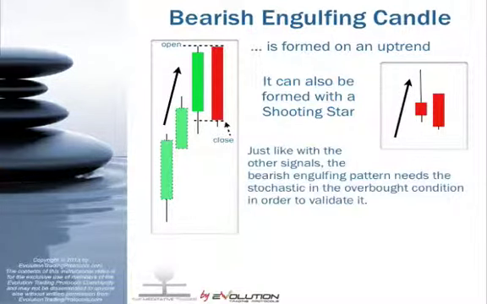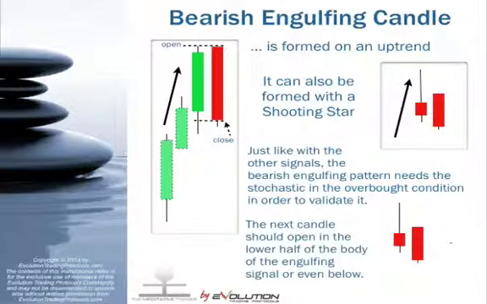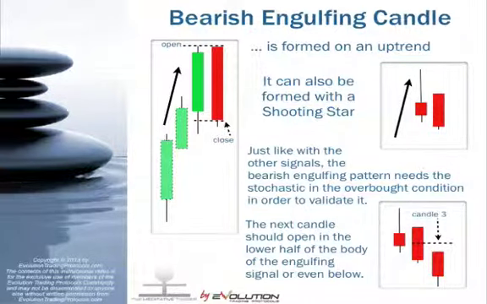As with the rest of the candle signals you have learned so far, the bearish engulfing patterns need the stochastic to be in the right position in order to validate the signal. One of those validations should be that the next candle opens in the lower half of the body of the engulfing signal or even below.